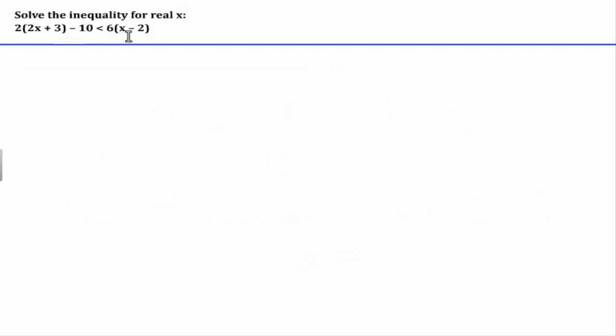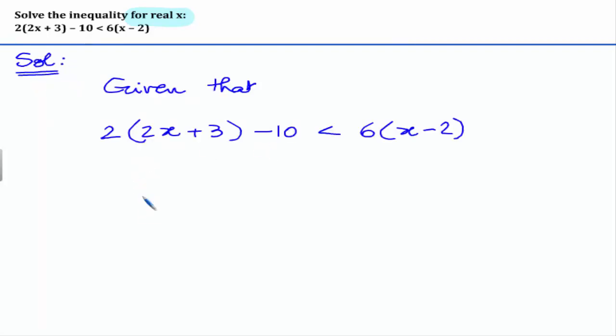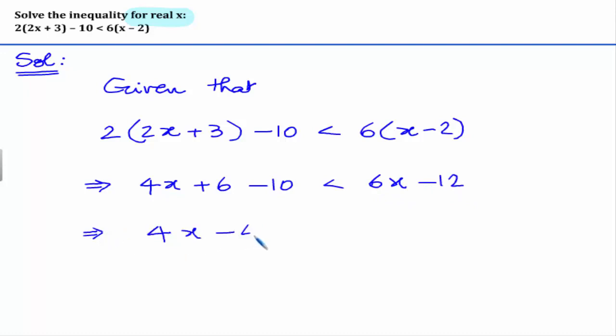Let us solve the given inequality for real values of x. Let us see the solution now. Now let us try to simplify the given inequality, which will give us 4x plus 6 minus 10 less than 6x minus 12. On simplification, we get 4x minus 4 less than 6x minus 12.